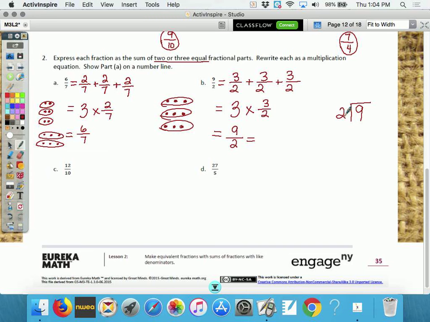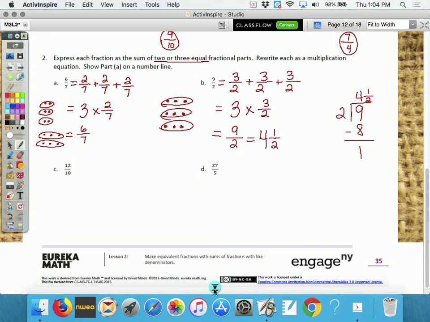2 times something. 4. 2 times 4 equals 8. So 4, and then I take my remainder, put it on top of my divisor. So 9/2 equals 4 1/2. And life is good. And easy.